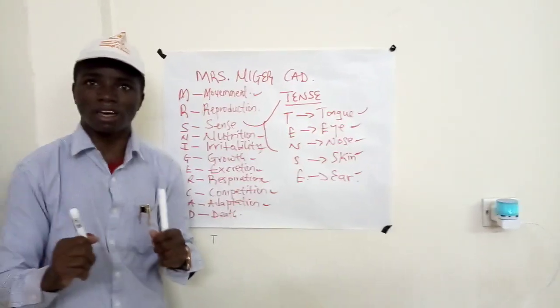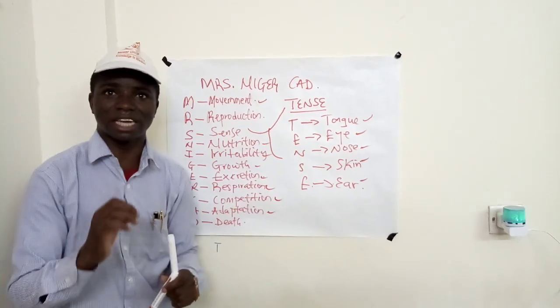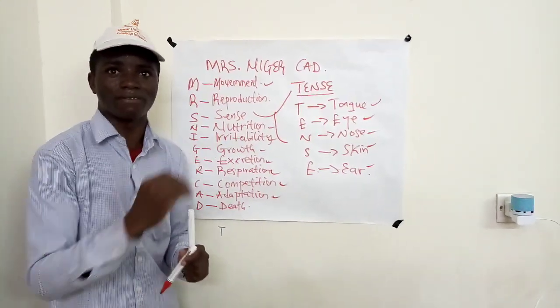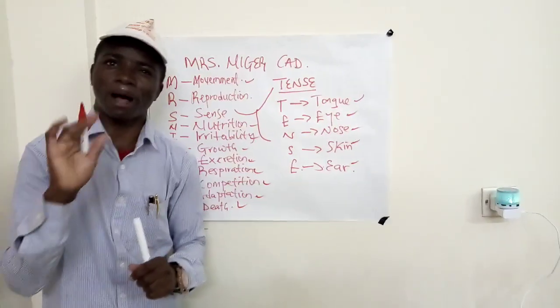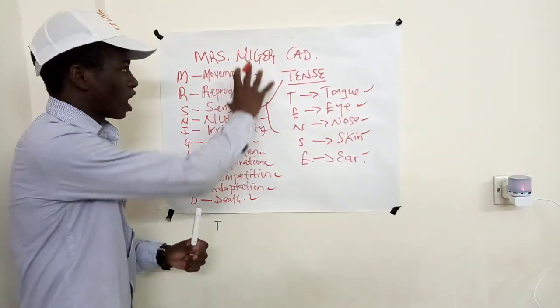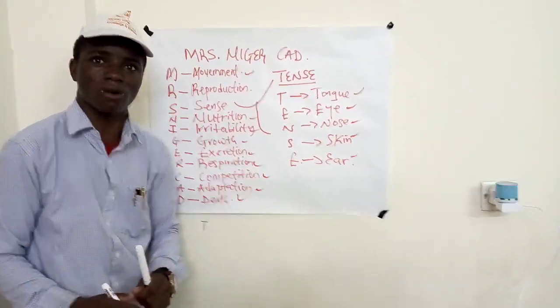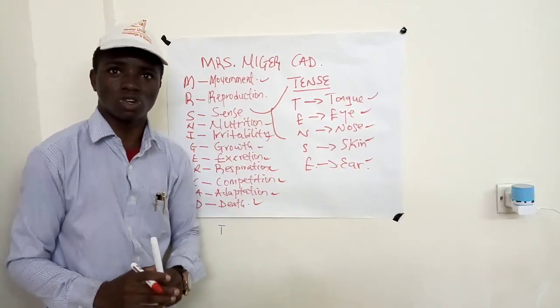Adaptation is the ability of each and every living organism to adapt to their environment in a system. So let's move to death. This is the completion of the lifespan after all the characteristics have taken place. Thank you very much. Enjoy your watch.